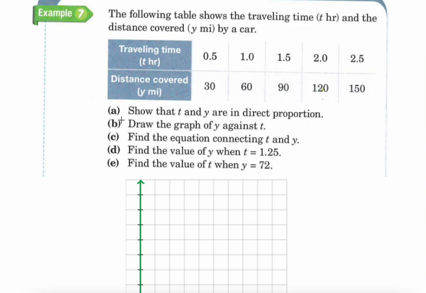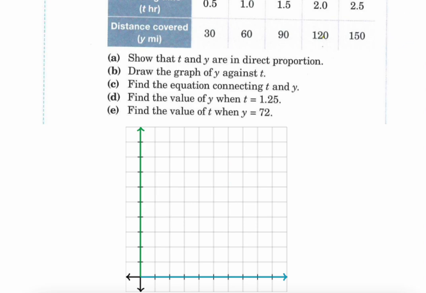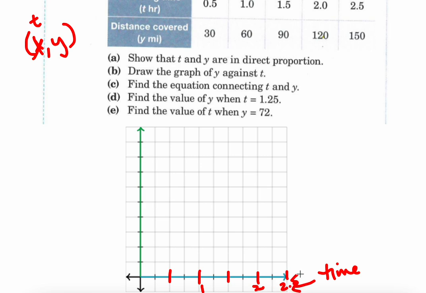So B wants us to draw the graph of y against t. Now we need to actually change these into points on the graph. Normally it's x and then y. Now we have t and then y. So my t time goes down here. It's going by half points. So let's do that. 0.5, 1, 1.5, 2, and then this last one is 2.5.